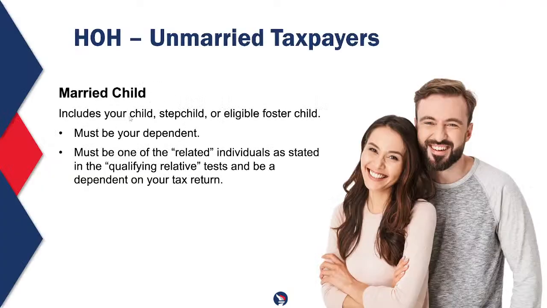Married child. This includes your child, stepchild, or eligible foster child. Must be your dependent. So what we talked about earlier when we were talking about joint return, when we had that military couple, the young military couple, where the one deployed, the other one didn't make any sense for them to set up a house, so they stayed living with mom or dad in this case, since we're doing head of household as an example. The married child would still be a qualifying child based on the information that we talked about yesterday. So they must be your dependent to do head of household. They must be one of the related individuals in the qualifying relative tests to be a dependent on your tax return.